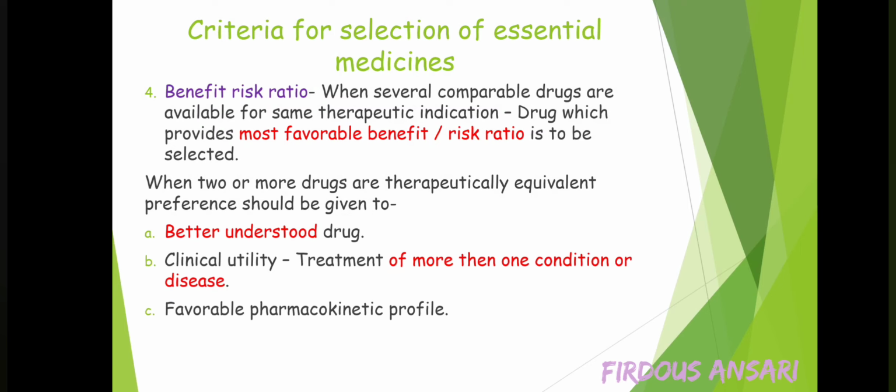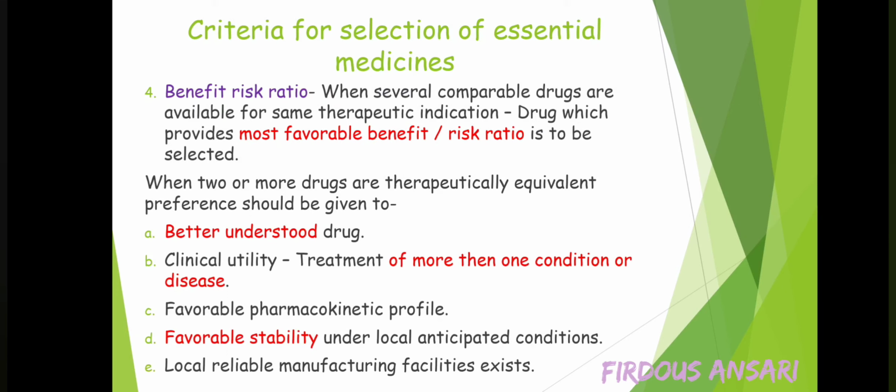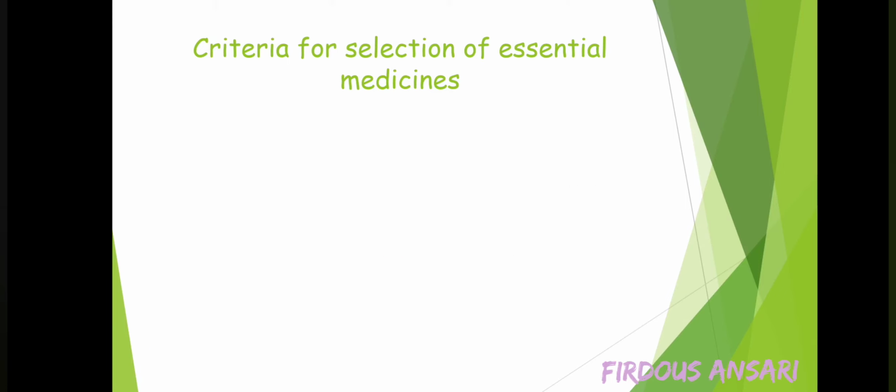Favorable pharmacokinetic profile should be there. Favorable stability under local anticipated condition means the drug should not deteriorate or spoil at normal storage condition. There should not be any special instruction for storage, like it should be stored at 0 degree temperature. Maybe some village people may not have a refrigerator, so the storage condition should not be that complicated. Local reliable manufacturing facilities should exist.